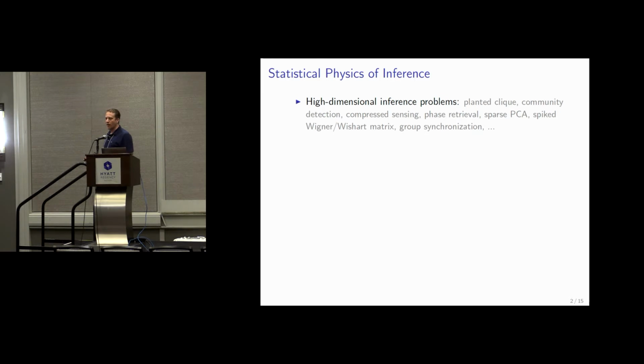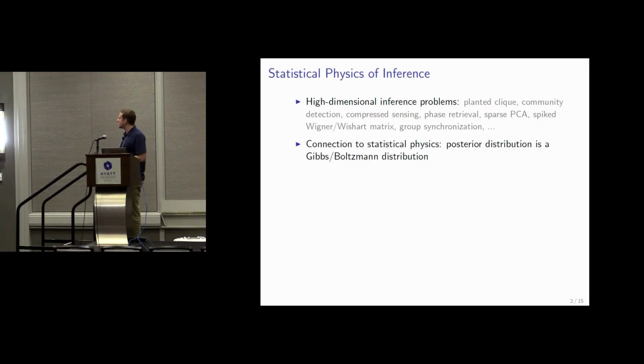Roughly speaking, there's some kind of a hidden planted signal, maybe a vector, and we get to observe this signal through some kind of a noisy channel. So maybe it's a clique hidden in a random graph, or a low-rank matrix corrupted by additive noise, etc. And these are all inference problems, so we'd like to infer the planted signal. And there is an intimate connection between these types of problems and statistical physics.